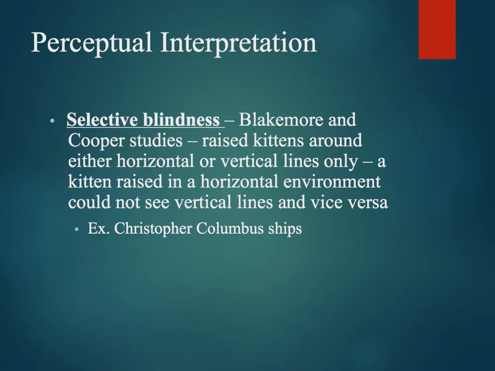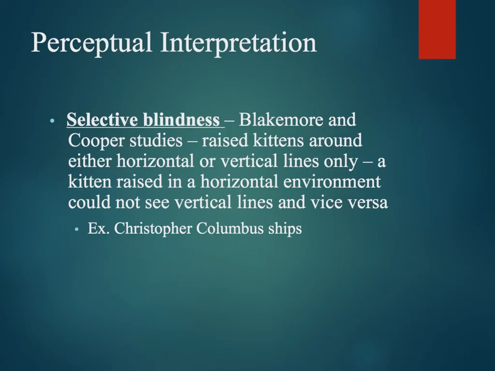Perceptual interpretation is in reference to how each individual person has their own unique perceptual interpretation of the stimulation from their environment. And the first concept that relates to this is selective blindness, also known as inattentional blindness or perceptual blindness.